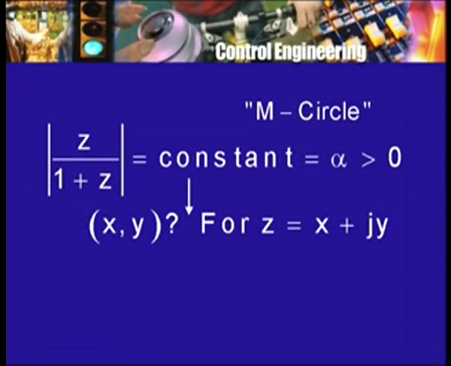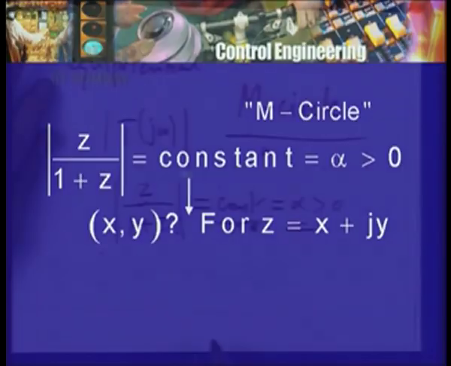But as I told you, it is not necessarily always to do exact calculations, to do plots. One can get a qualitative idea of what is happening. So, this is the set of M circles. Now, this was for constant amplitude of the overall transfer function, which involved really the function z divided by 1 plus z, modulus of it equal to constant.